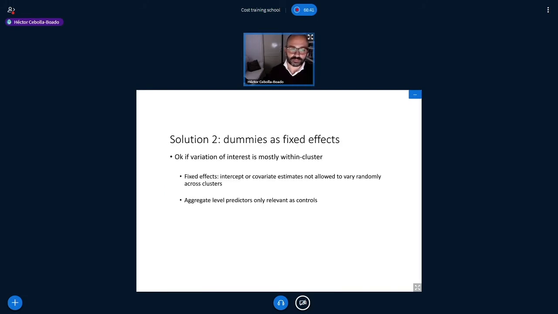So dummies as fixed effects is okay if your focus is on within cluster variation, so within country variation, right? That was specifically the case of the previous example, but it will improve your ability to say how different contexts are.